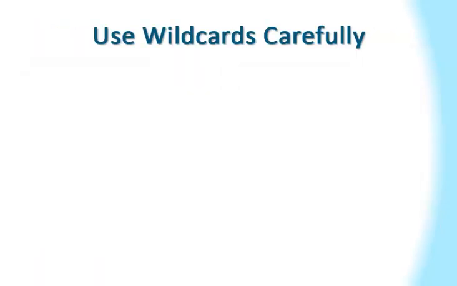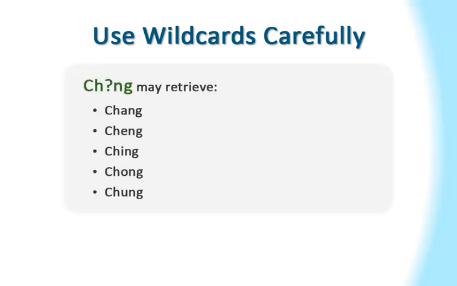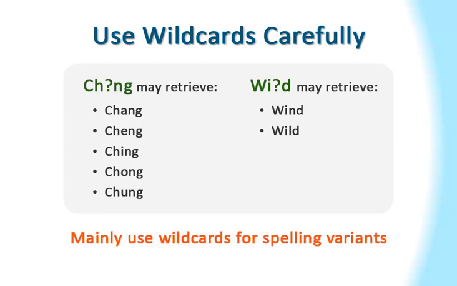Incorrect use of wildcards may retrieve irrelevant results. For example, CH?NG may retrieve chang, chung, ching, chong, etc. WI?D may retrieve wind, wild, and so on. So you should mainly use wildcards for spelling variants.